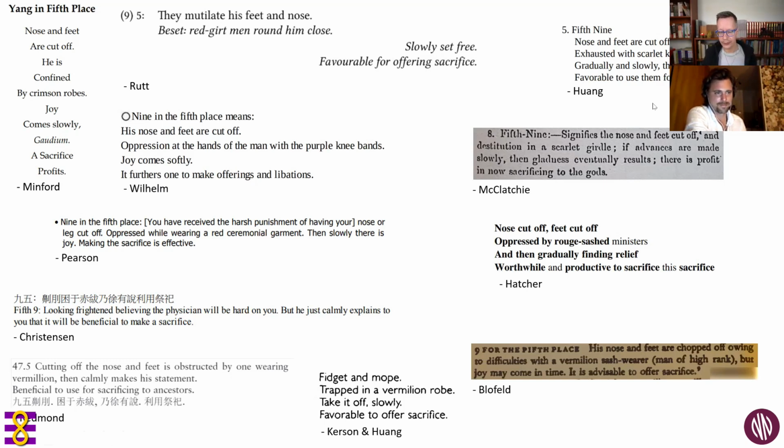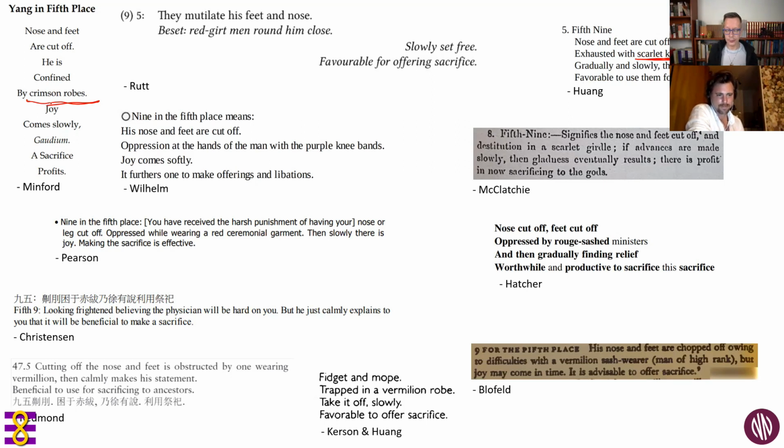Most translations of the fifth line are more or less the same. They talk about nose and feet being cut off, and the main struggle is actually found with these funny things, the scarlet kneecaps, or as Minford says, crimson robes. This is often where many users of the I Ching struggle. They say, well, this translation talks about kneecaps, that translation talks about robes. What is it? Well, actually, it doesn't really matter. It's mainly about what idea you get from it. How does it speak to you? You shouldn't only look at the words. You should try to find out what kind of feeling it gives you.